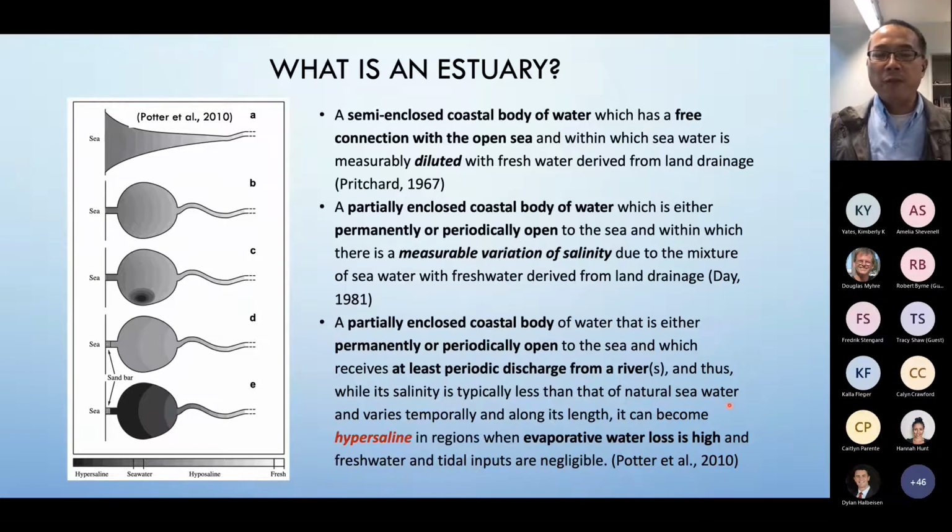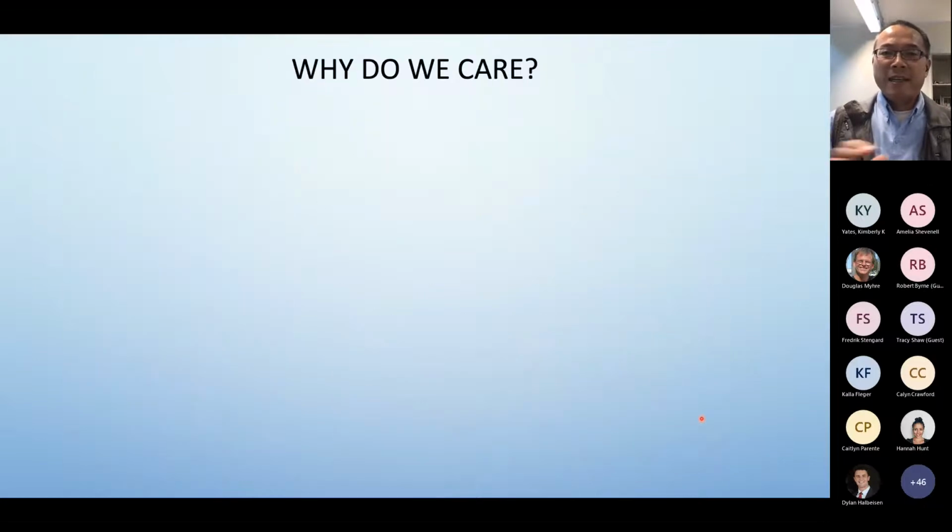So if you compare with the definition back in 1967, it's not really diluted. It's more of a very vast range of salinity. For example, here in South Texas, we have estuaries such as Laguna Madre and Baffin Bay, where salinity can go up to 70 to 80 in some dry years.